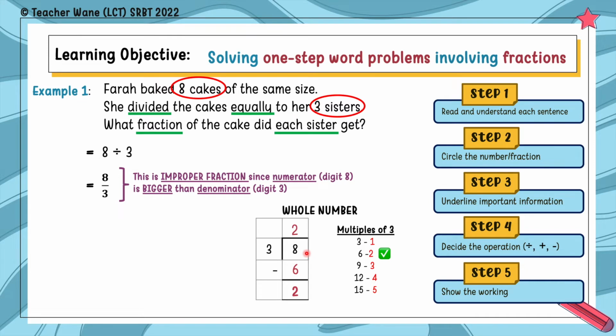So my final answer is, remember, your answer is a whole number. The remainder is the numerator. So my final answer for this question is 2 out of 3. This is the fraction that each, or one, sister will get.